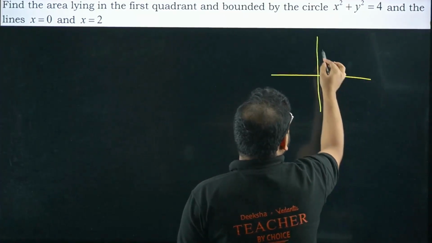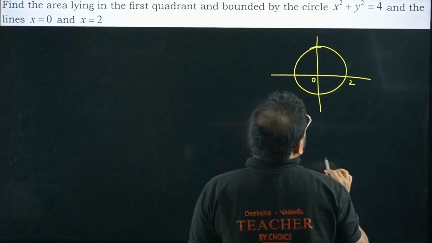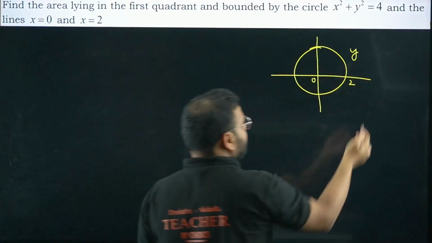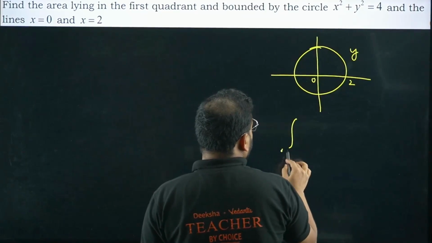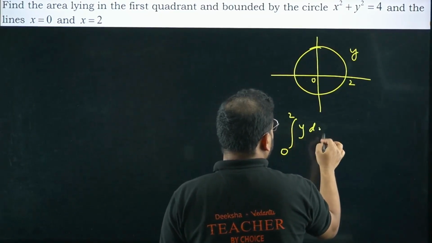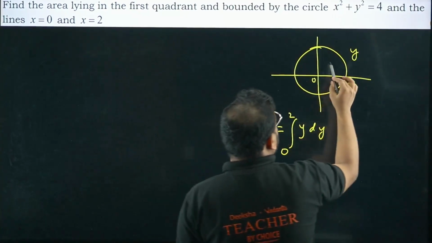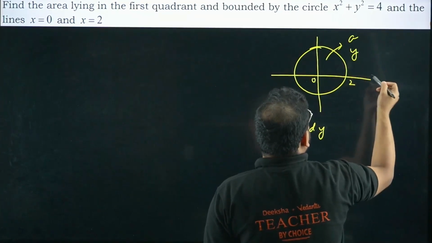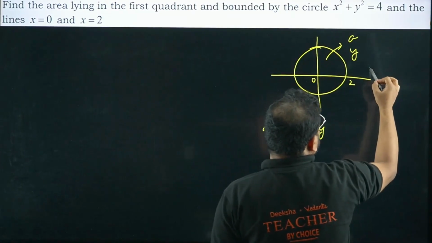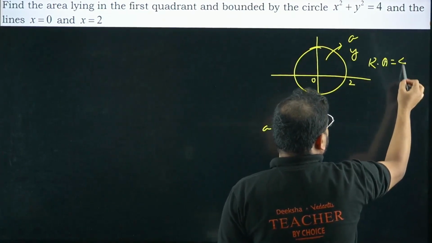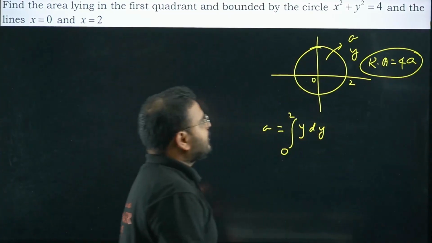The circle is there, and the radius is also given. This is 0, this is 2. The radius is 2, so find the subject y and integrate from 0 to 2. Integrate from 0 to 2 of y dy. This will turn out to be your area A. Your total required area will be 4 times this area A.